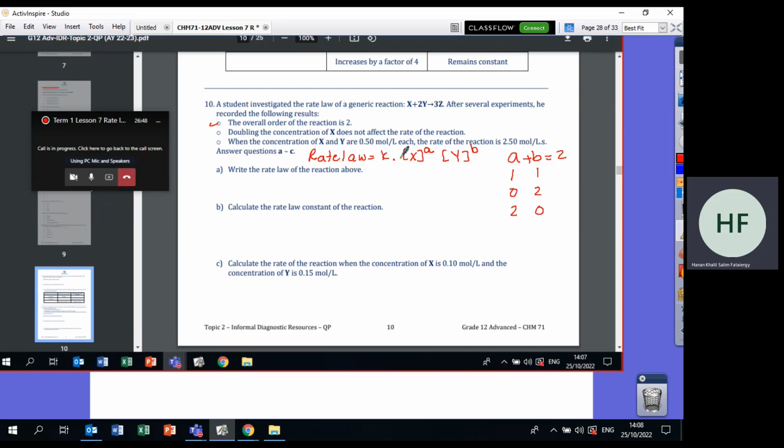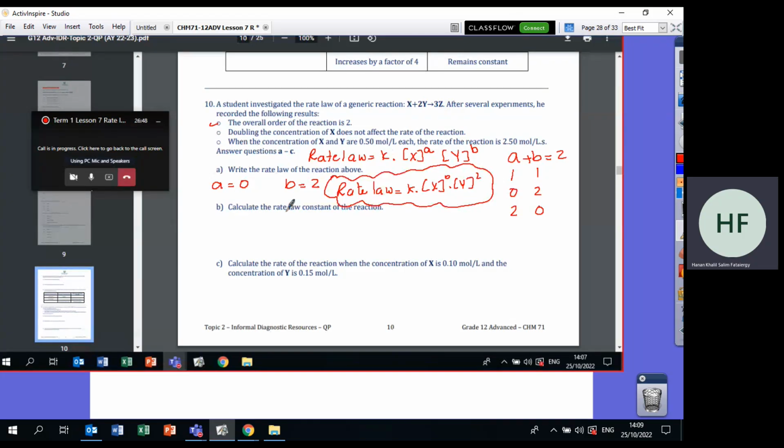Okay, now let's see point number 2. Doubling the concentration of X does not affect the rate of the reaction. Directly, I can tell that if I double X and the reaction is not affected, the order of X is 0. So A is equal to 0. If A is equal to 0, then B is equal to 2. Now, what is the rate law? The rate law will be K times X power 0 times Y power 2. So this is the rate law.